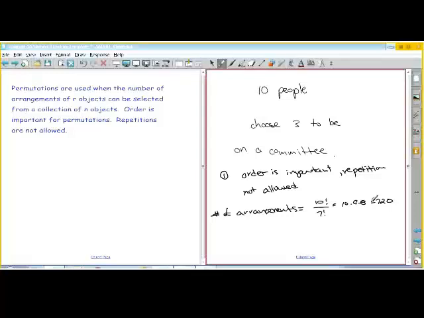720. There's 720 different ways to pick 3 people where order is important. Now, how do you remove the order? Well, once you have 3 people, whether they're chosen first or last doesn't make any difference.